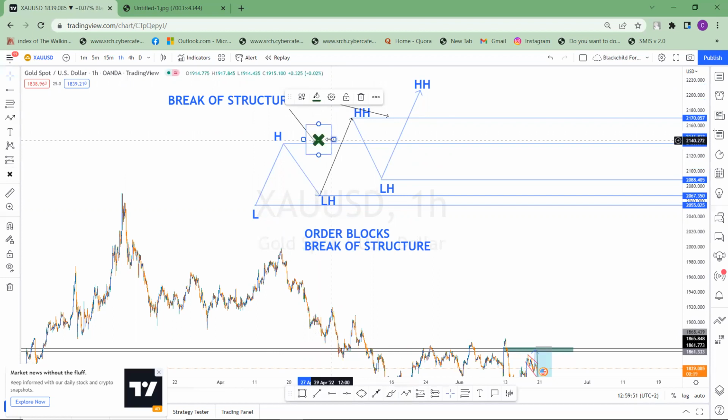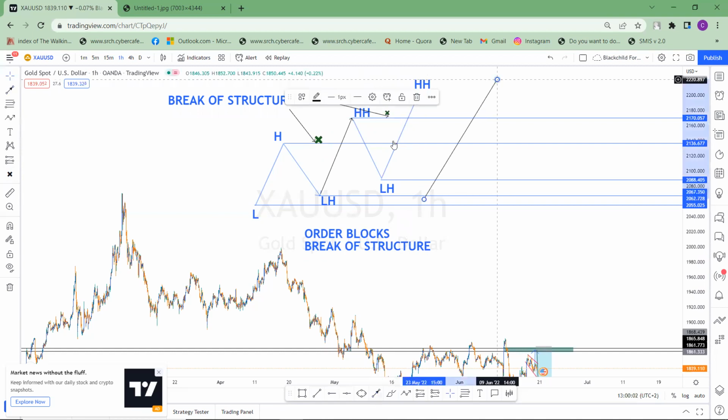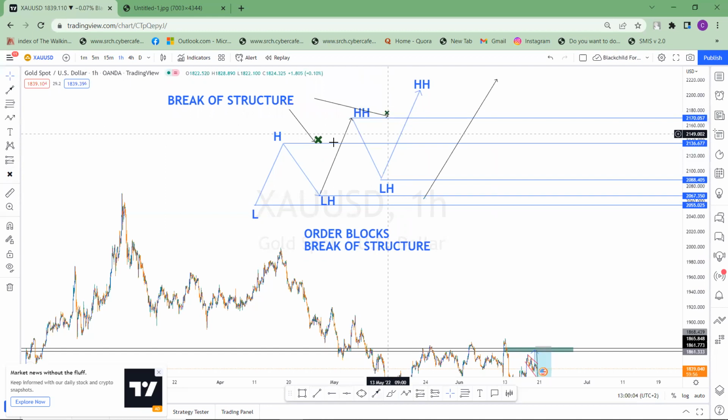If you just know that if your higher low has been broken, then that's an indication for you that price is willing to continue moving in that direction, right? So the same way applies when price is going down.